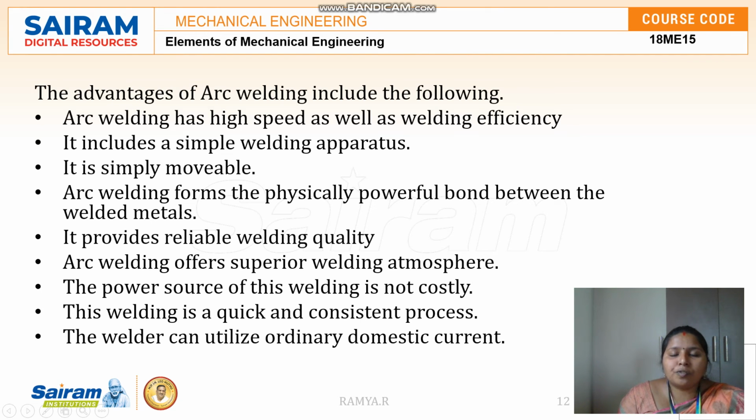So the advantages of arc welding include high speed as well as welding efficiency. It includes a simple welding apparatus, so it is easily movable, and it forms a very powerful bond between the welded metals. It provides a reliable welding quality, offers superior welding atmosphere. The source of this welding is not costly, and it is a quick and consistent process, and it utilizes ordinary domestic current.